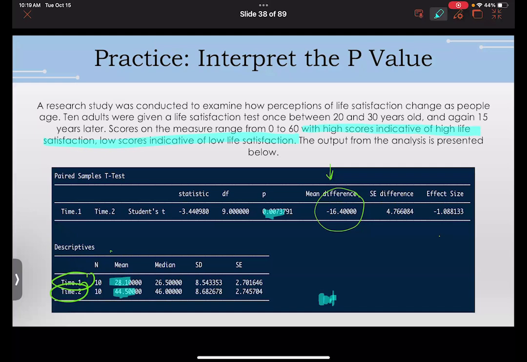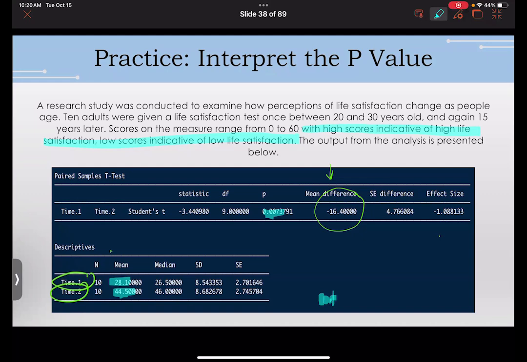Yep, cool. Why interpreting the p-value? Why do we take the mean difference like 16.40 instead of t? Because t doesn't mean anything in terms of what you found in your study, right? So what's your research question? Judging your age affects lifestyle. Right, and even more specifically, do we get happier as we get older?